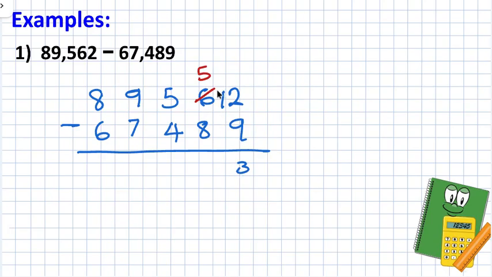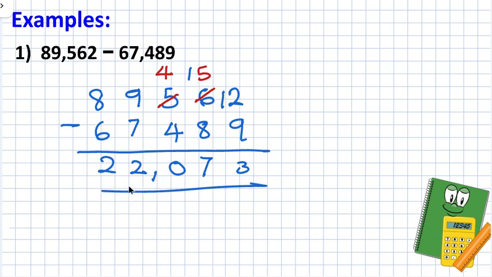For the second column, we have 5 minus 8. Of course, we know 8 is bigger than 5. You can't subtract a big number from a small number, so we need to borrow again from the next number. So we'll borrow 1 from 5. This 5 will become 4, and then this becomes 15. So we have 15 minus 8, and that will give us 7. For the third column, we have 4 minus 4, that will give us 0. Here we have 9 minus 7, this will give us 2, and 8 minus 6 will give us 2. Alright, so there you have it. So let's take a look at another example.